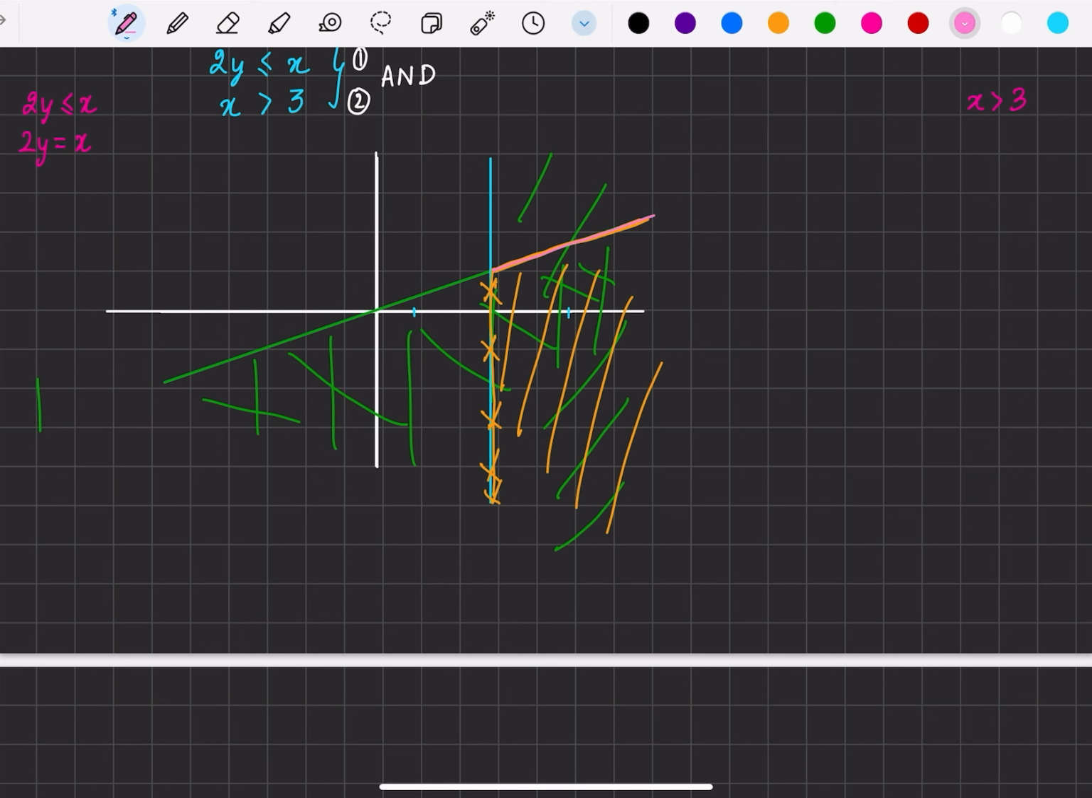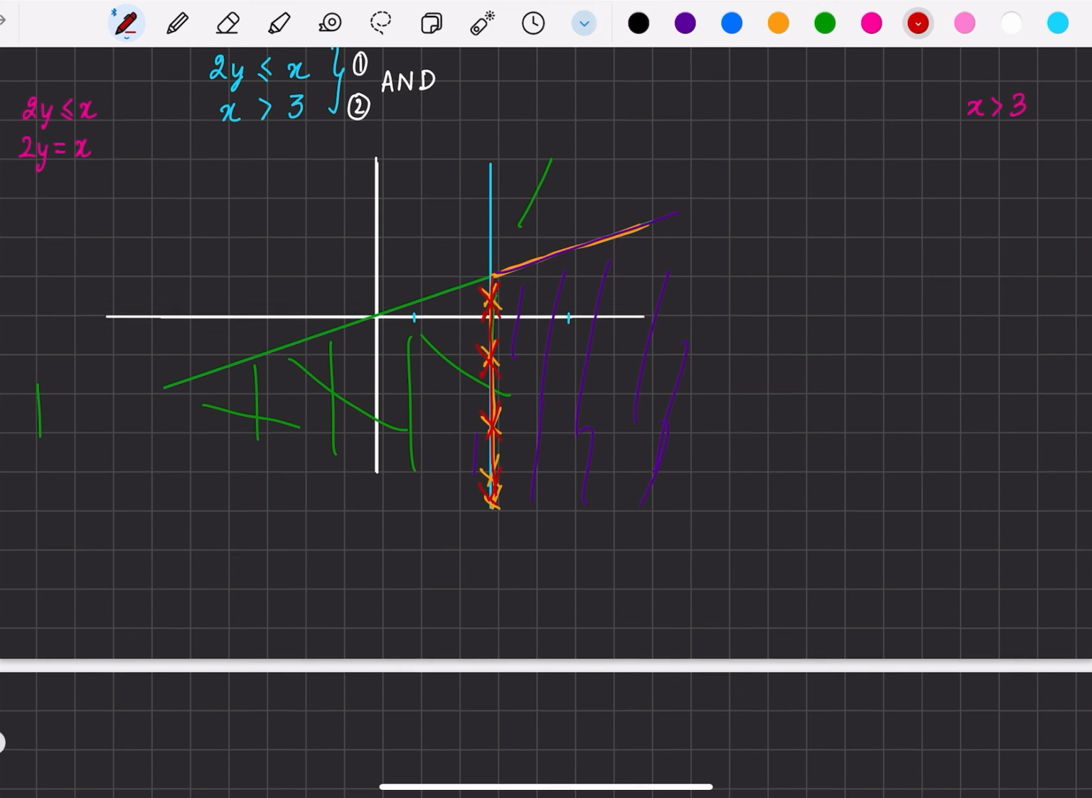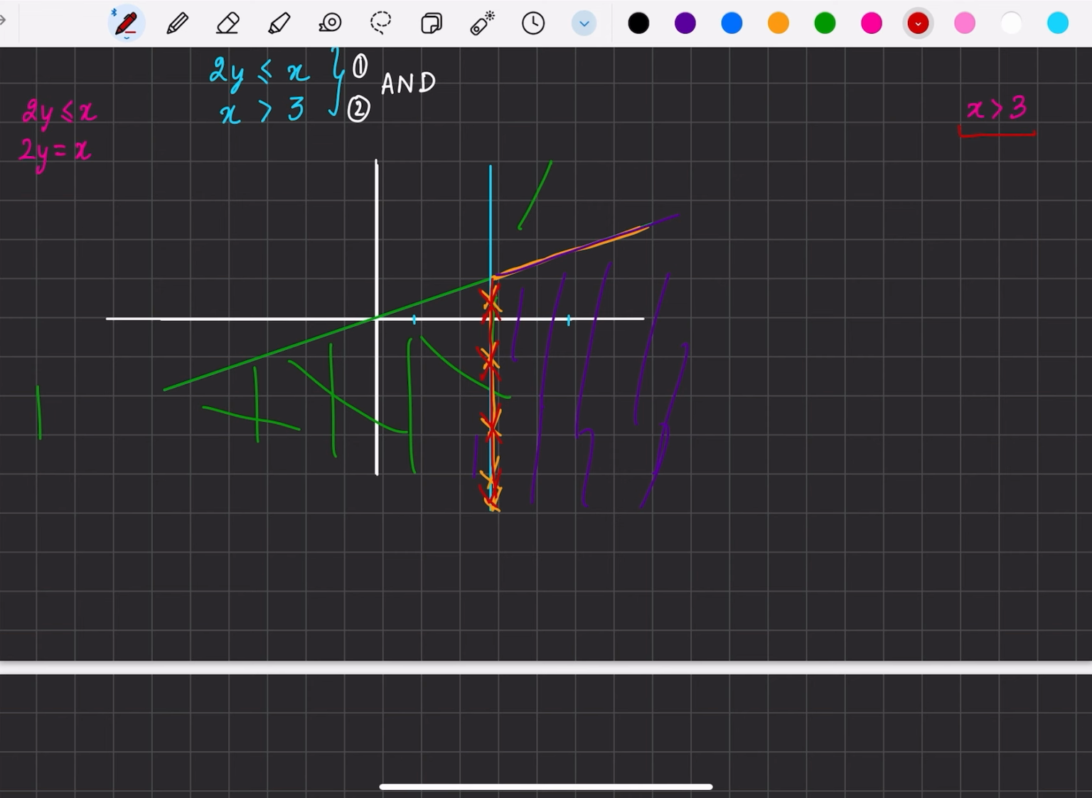The solution space is going to be this line here and this region here. This line is not going to be included, it is not in the solution space. Why? Because x was strictly greater than 3. I hope that you guys have understood what I was trying to do in this example. If you guys have any questions, you can let me know now.